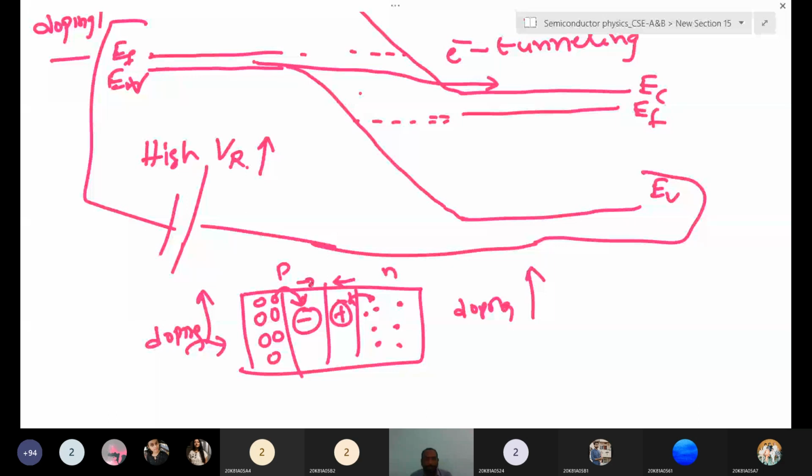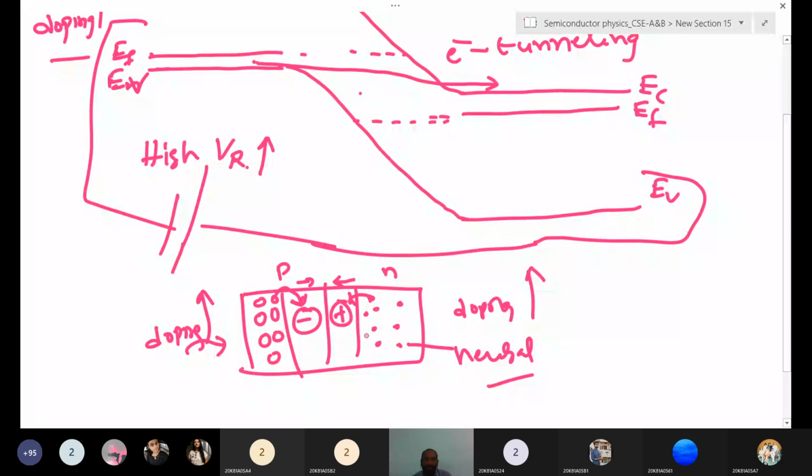So whatever the region beyond the depletion region is, that is the neutral region. Beyond the depletion region is the neutral region. There, an equal number of electrons and protons will be there. The charge is neutral, compensated. So if you increase the doping, the depletion width will decrease.